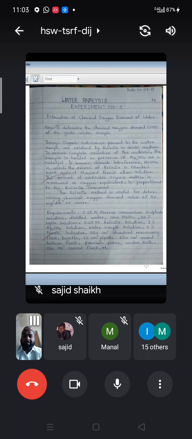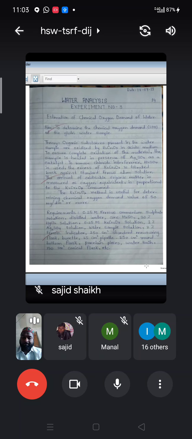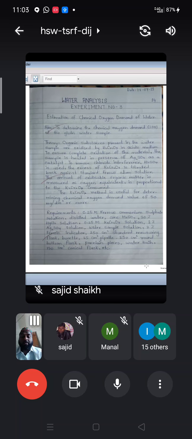So, good morning, friends. Today we are going to see the next experiment of the analytical. Experiment number three: water analysis. We have to estimate the COD, that is nothing but the chemical oxygen demand of the water.